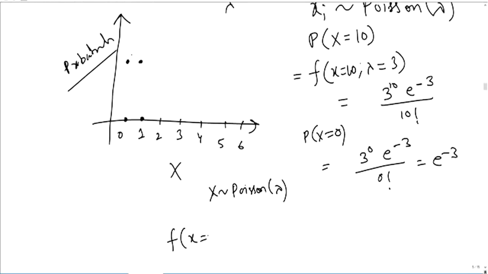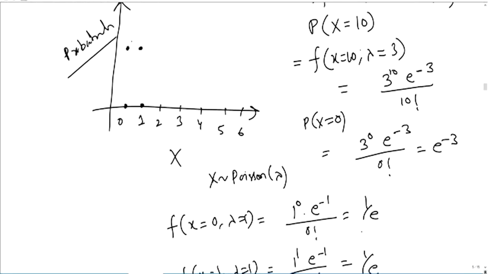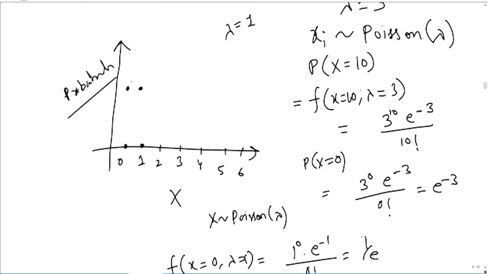f of x equals 0, lambda equals 1 would be lambda to the power x, 1 to the power 0, e to the power minus 1 divided by 0 factorial. So it would be 1 by e. Similarly, what would be the probability of x equals 1 at lambda equals 1? It would be 1 to the power 1, e to the power minus 1, divided by 1 factorial. So that would again be 1 by e. So actually the probability at 0 and 1 would be equal. And now at x equals 2, it would start reducing.